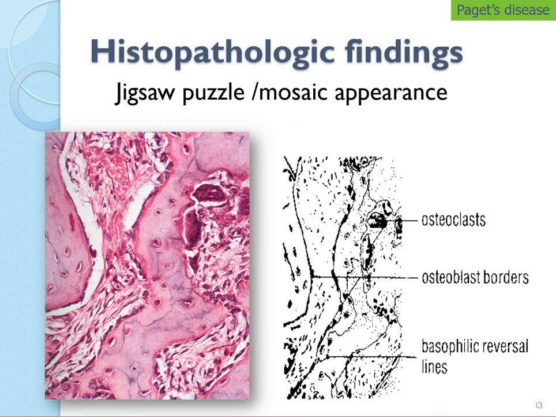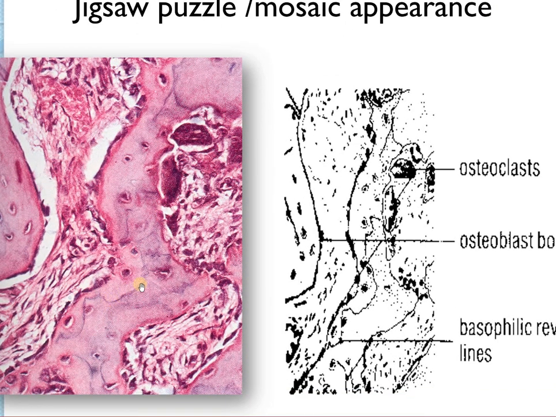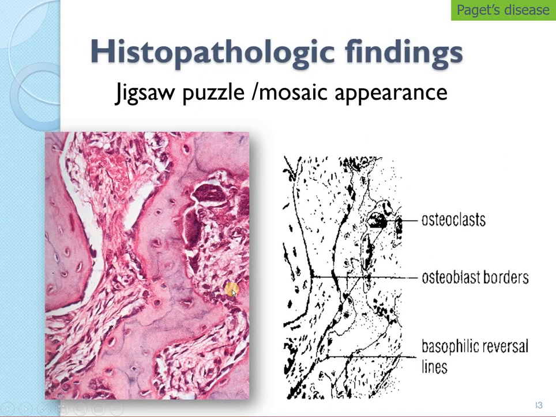Histologically, the characteristic feature is a jigsaw puzzle. As you see in this bone, you can see the extra blue lines. These are the reversal lines. These reversal lines are because of the resorption and formation of the bone. When the bone is resorbed, there is an extra amount of acid produced by the osteoclasts. The acids are present at the junction of the old bone and the new bone, which takes up the basophilic stain, that is hematoxylin. That is why the reversal lines are basophilic in nature.